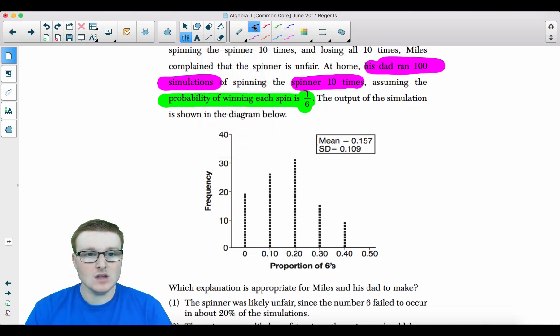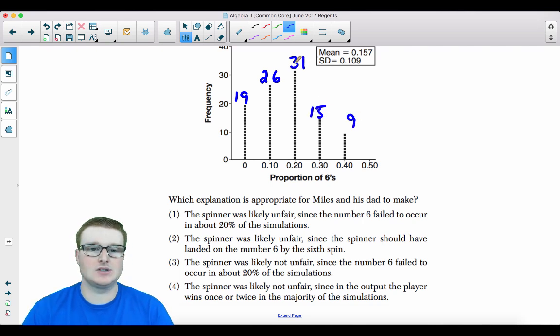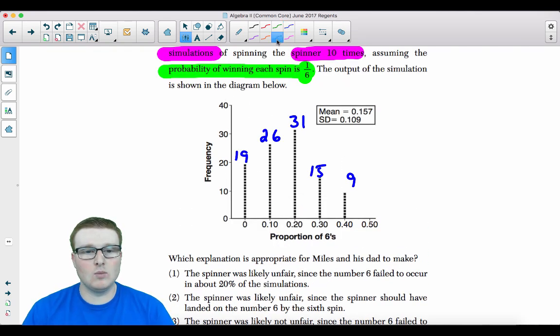Okay? So just to save a little bit of time, I'm actually going to tell you how many dots there are on each. There's 19 dots here, 19 dots here, 26 dots, 31 dots, 15 dots, and 9 dots. All right, and I'm going to draw a somewhat curvature type of thing here.